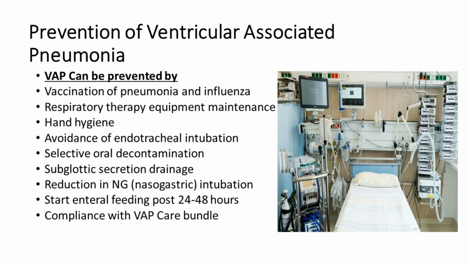So we can obviously see in our own hospitals and settings how much the compliance of hand hygiene is there. The second component is avoidance of endotracheal intubation as much as possible, selective oral decontamination, subglottic secretion drainage, reducing nasogastric intubations, starting enteral feeding after 24 to 48 hours, and compliance with the VAP bundle. So what is the VAP bundle? We will see it in the next slide.